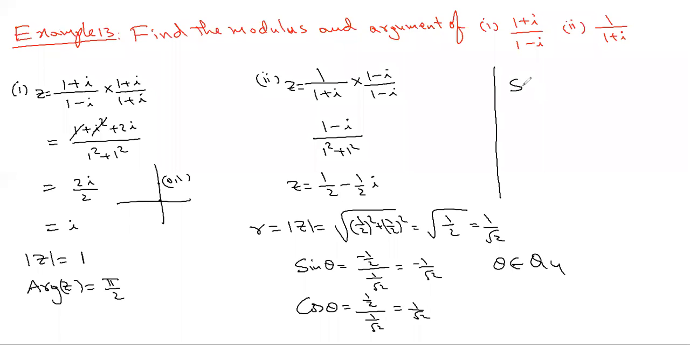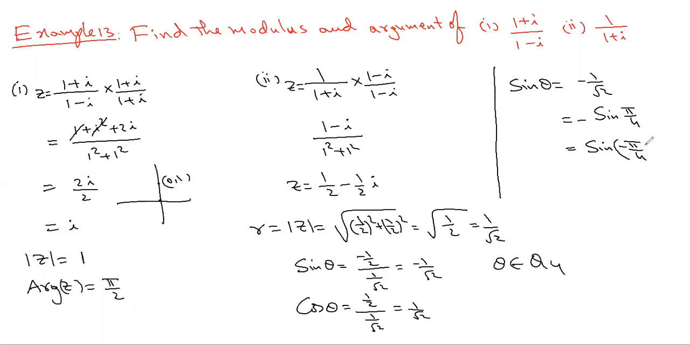And then you can start with one of the values. Sine theta is equal to minus 1 by root 2. Don't bother about the minus sign. Just write the value of 1 by root 2, which is sine pi by 4. Now, because the principal interval for the argument is minus pi to pi, you push the minus inside.